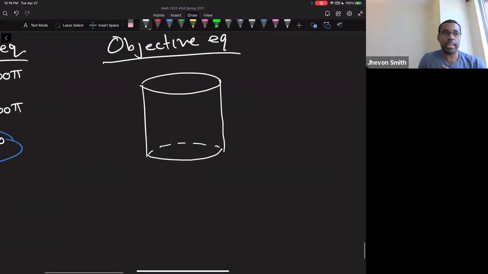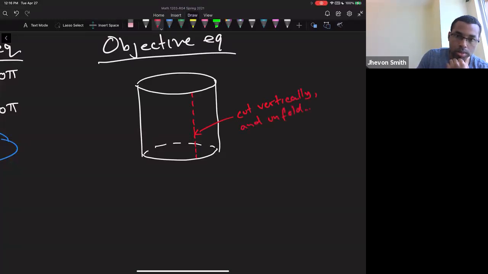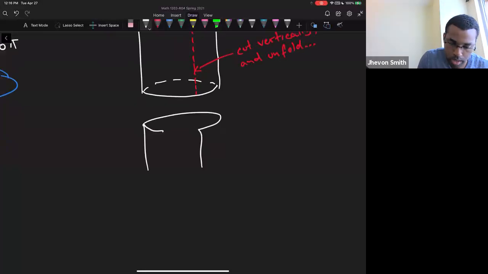Turns out you can break a can into components. So what you can do is you can actually cut vertically and unfold this, right? You'll realize that the can, this can in particular, is made up of 2 parts.